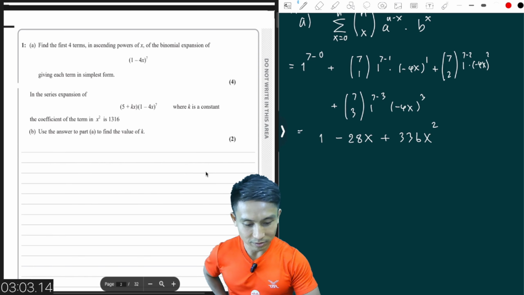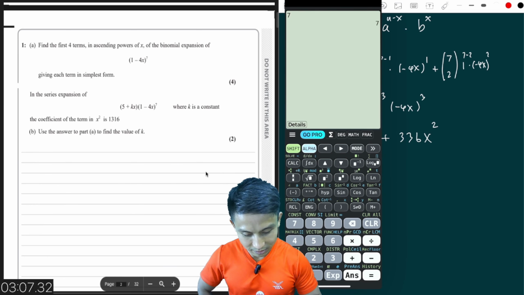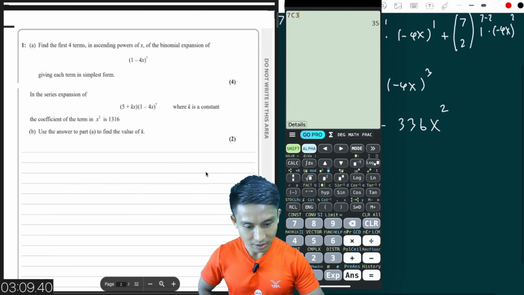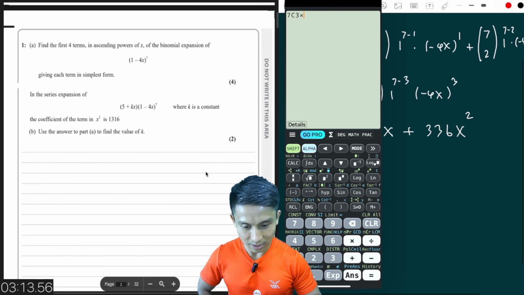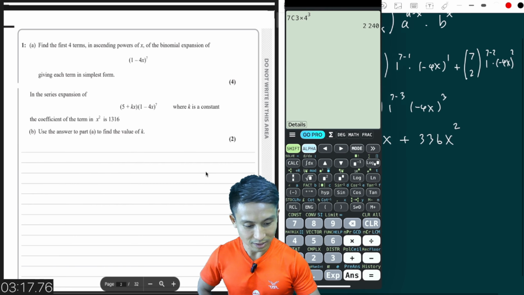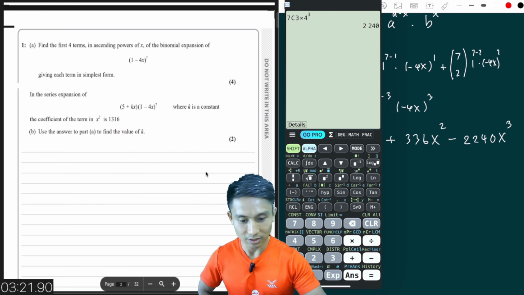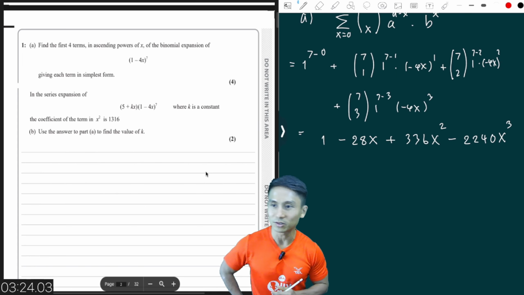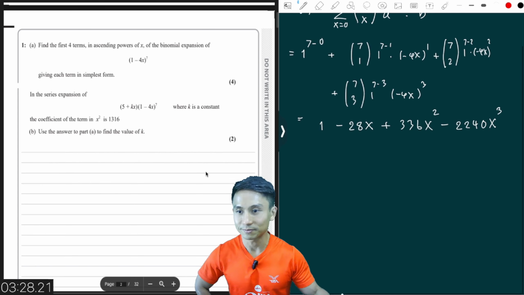And then the last one, probably you have to use a calculator there. 7C3, right? That's 35. Times 1 to the 4 doesn't count, times 4 to the power of 3, but there is a minus sign there, so this is minus 2240x to the 3, because it's minus 1 to the 3, so you get a negative term there. Okay, that's done for part A, right?